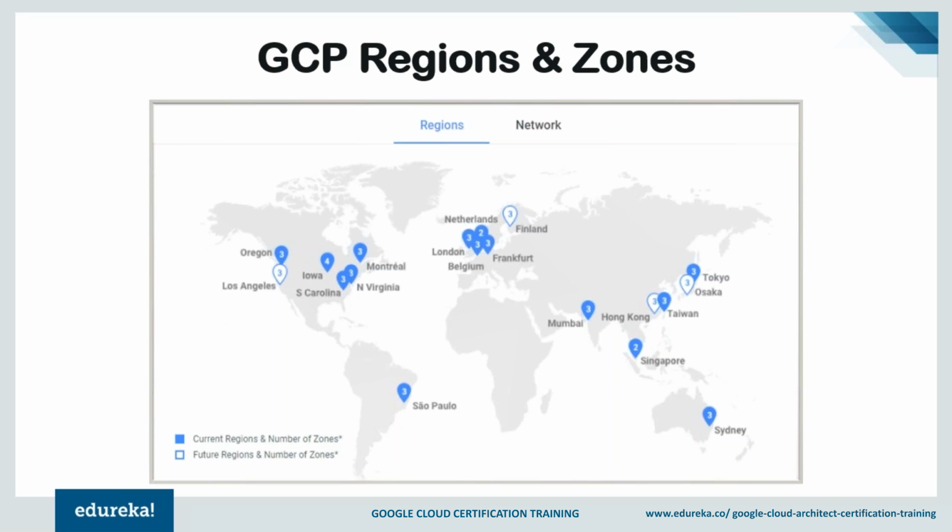Regions are independent geographic areas that consist of zones, and locations within the regions tend to have a round-trip network latency of just under 5 milliseconds. A zone is a deployment area for cloud platform resources within a region. So let's have a look at the various locations where the servers are located and the number of zones for that particular region. Here you can see that in total we have 15 regions where the servers are situated and with at least 3 zones in every region.